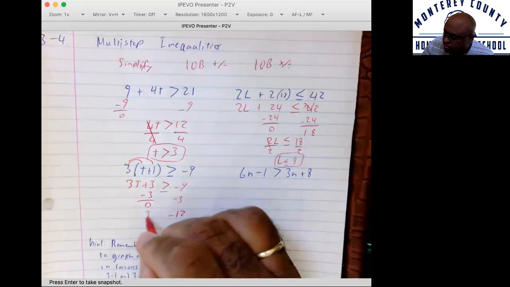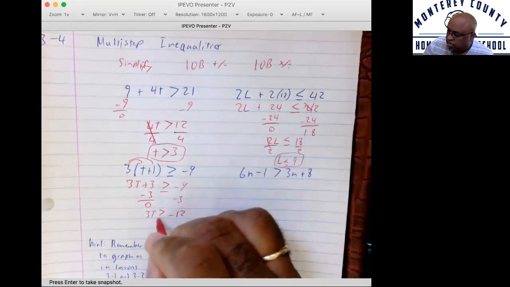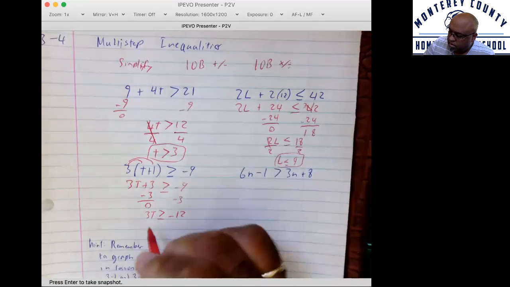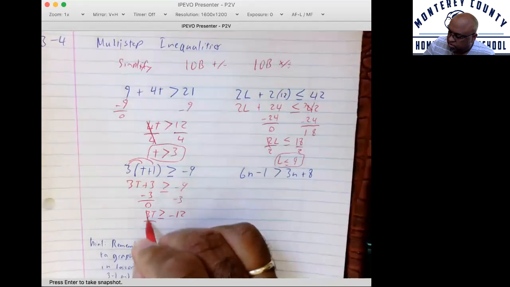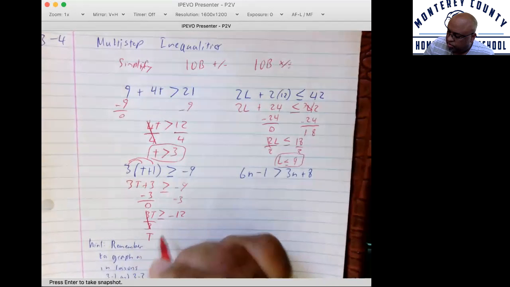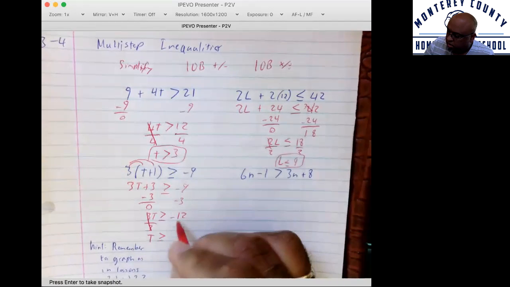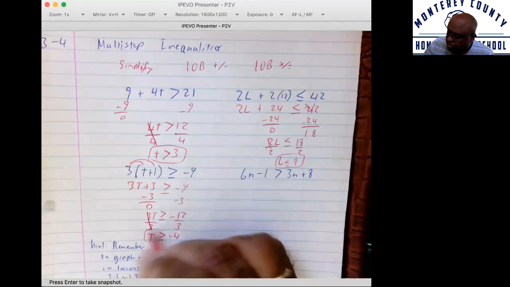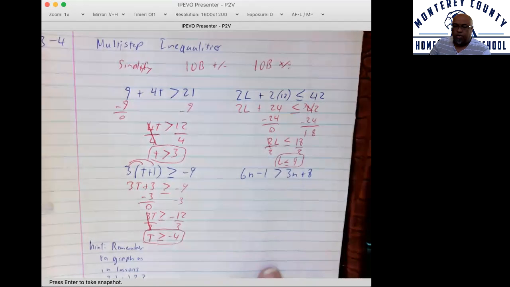So now I have 3t is less than or equal to negative 12. Divide both sides by positive 3. I'm dividing by positive 3, so it doesn't look like I need to switch my inequality. Negative 12 divided by positive 3 is negative 4. So t is greater than or equal to negative 4.